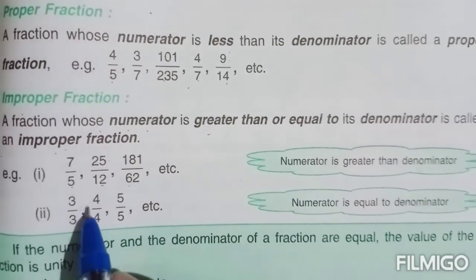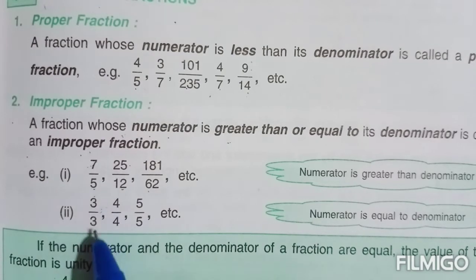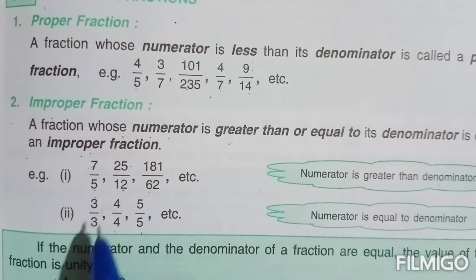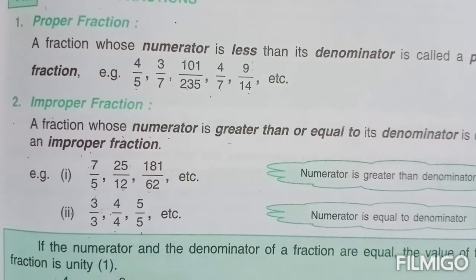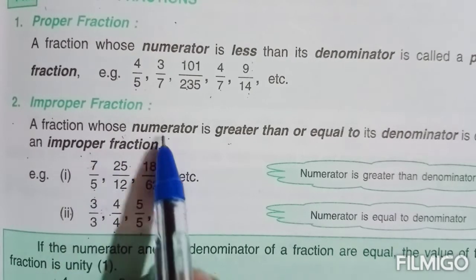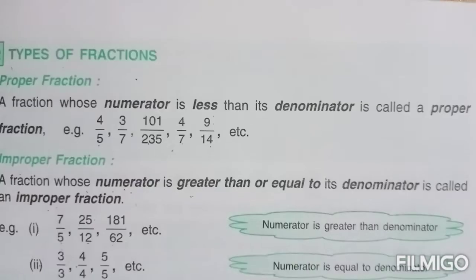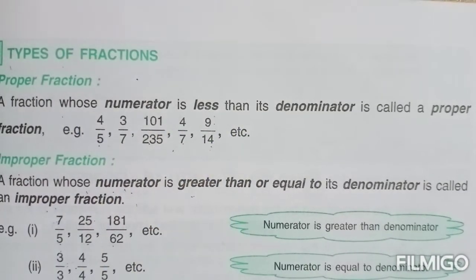Now numerator can be equal to denominator. That type of fraction is also improper fraction. 3 by 3, 4 by 4, 5 by 5. These are all improper fractions. Okay, so in an improper fraction, numerator can be greater than or equal to denominator, and in a proper fraction, numerator will be less than denominator.